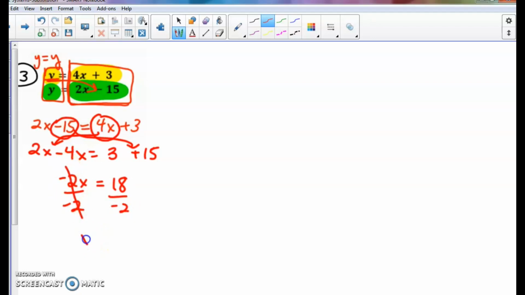Negative 2's cancel, and x equals 18 divided by negative 2, which is negative 9. Now that we have x is negative 9, we can replace one of these x's up here. So I'm going to grab that first equation.